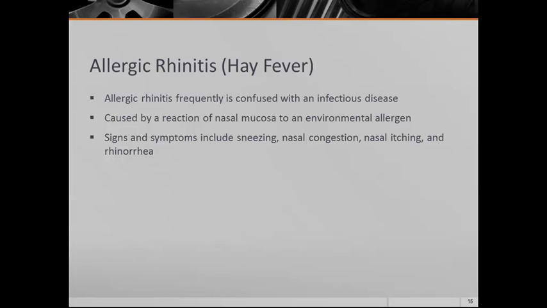Allergic rhinitis, also commonly called hay fever, frequently is confused with infectious disease. It's caused by a reaction of the nasal mucosa to an environmental allergen. Signs and symptoms include sneezing, nasal congestion, nasal itching, and rhinorrhea. Some of the ways that we can tell that it's allergic rhinitis versus the common cold is itchiness in the throat and eyes, and wateriness in the eyes, which are generally signifiers that it is allergic rhinitis versus the common cold.